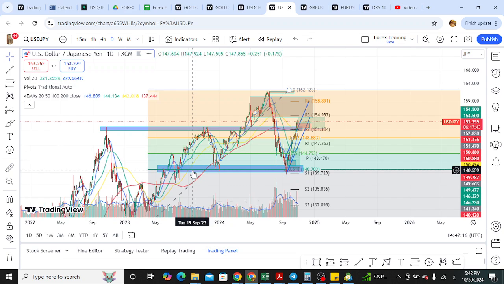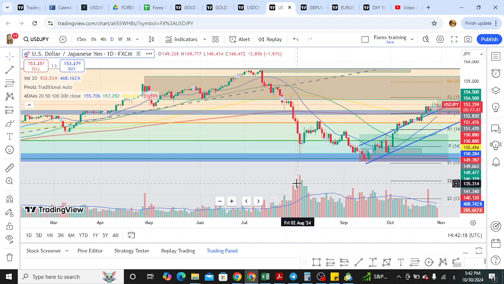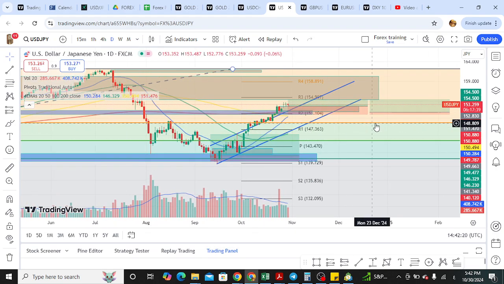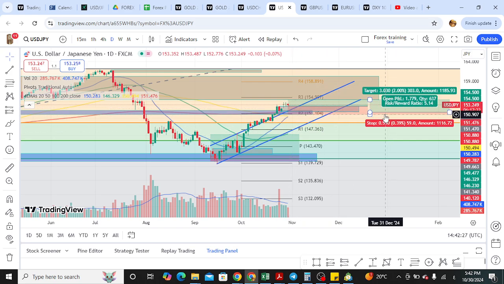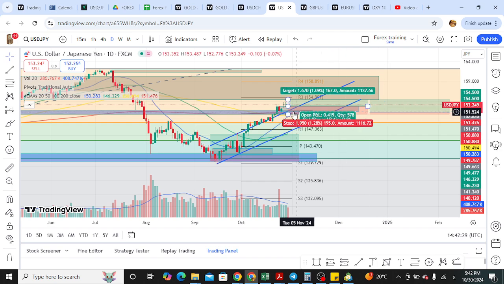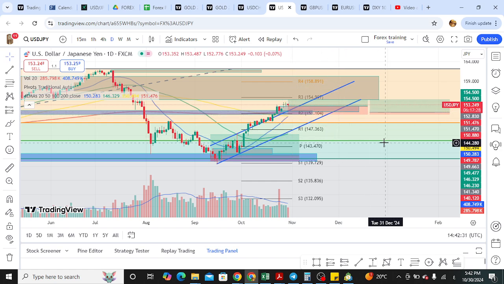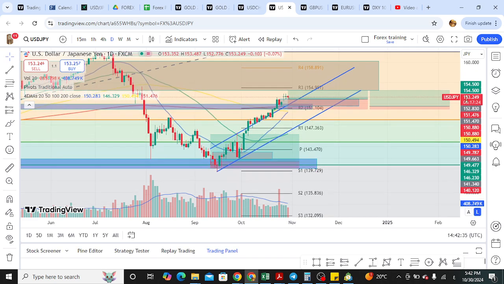But the next one, and let me explain something here. I took the first one based on this trend line, but then there is something. I thought it might go down to the pivot level. So if it went down to the pivot level, and here there is an order block as well.